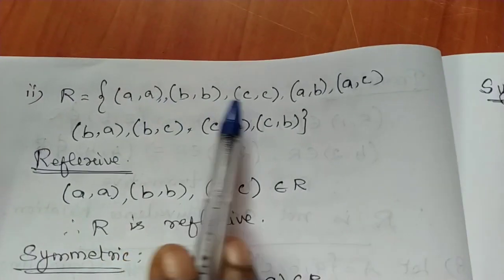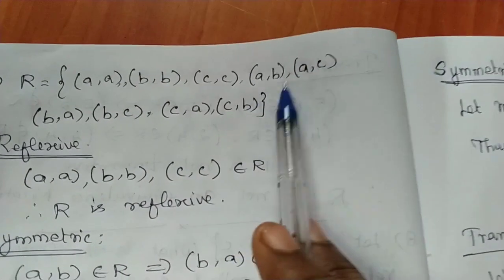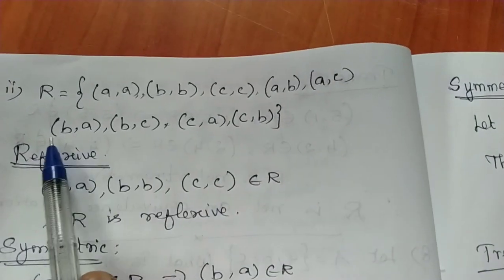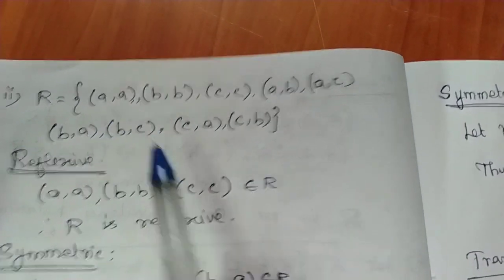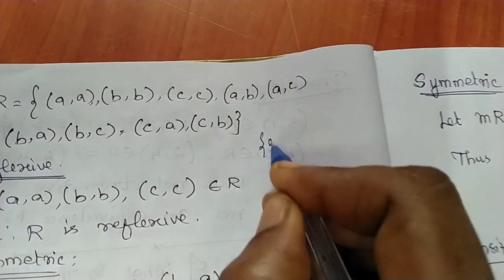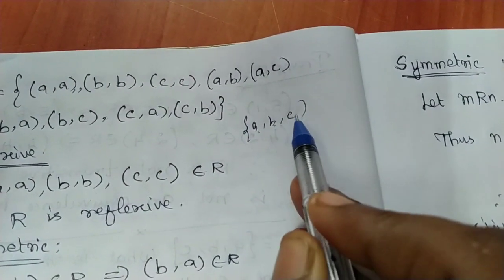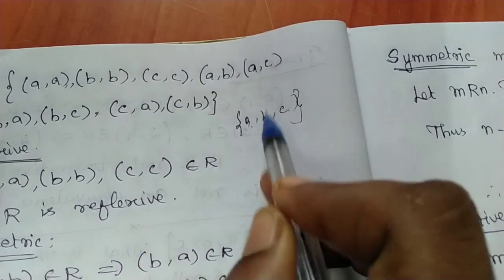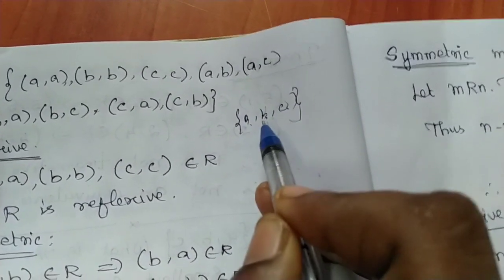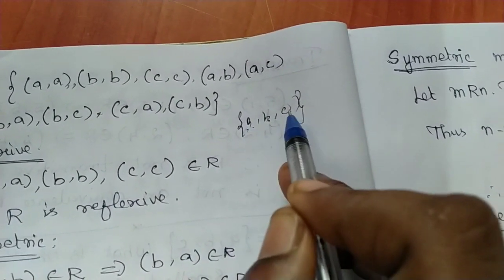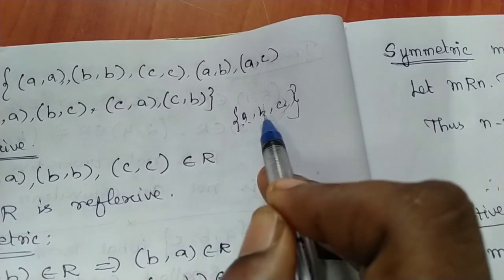Largest cardinality means I will take (A, A), (B, B), (C, C). (A, B), (A, C). Next (B, A), (B, C). Now A, B, C means A, B, C: (A, A), (B, B), (C, C). Next (A, B), (A, C). Next (B, A), (B, C). (C, A), (C, B).